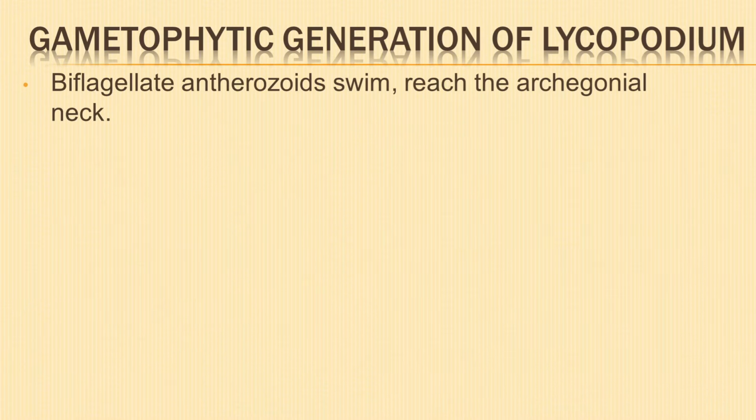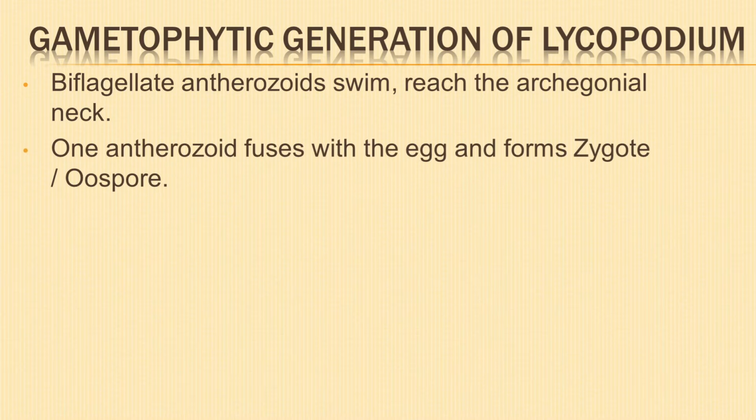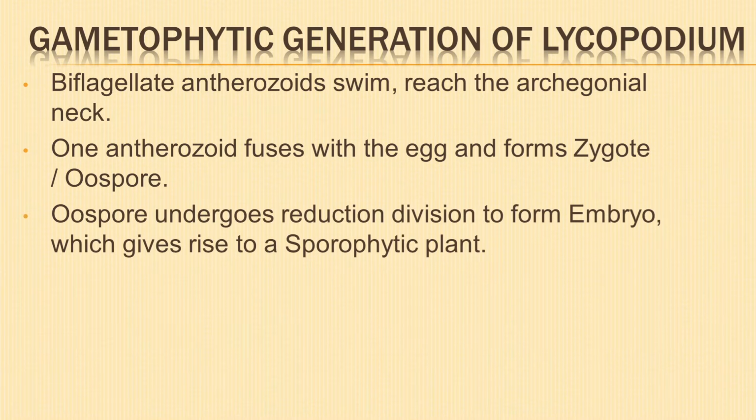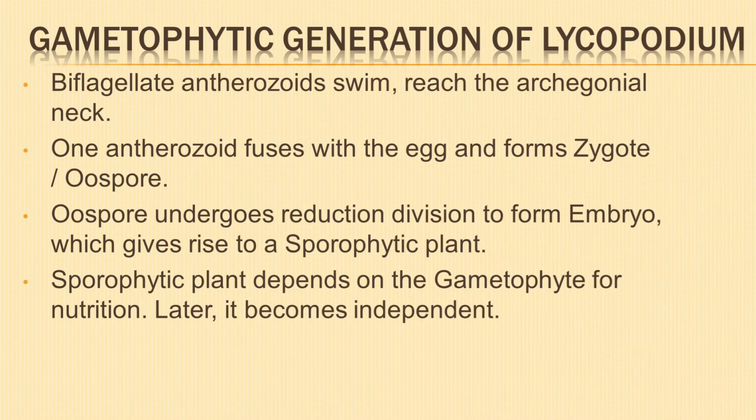Anthrozoids are biflagellate and in the presence of water swim and reach the archegonial neck in order to fertilize the egg. Only one spermatozoid is successful in reaching the egg. Fertilization takes place, resulting in the formation of zygote or oospore. Reduction division takes place in the oospore, resulting in the formation of embryo. This embryo gives rise to a sporophytic plant.